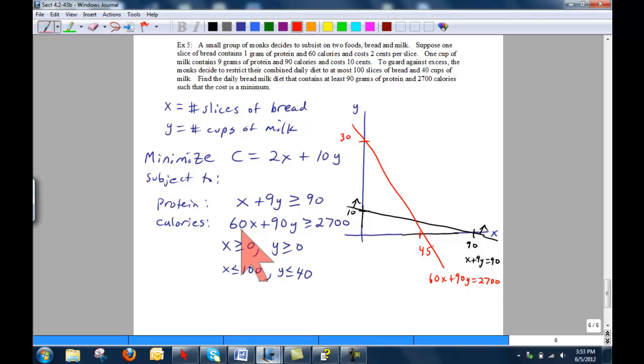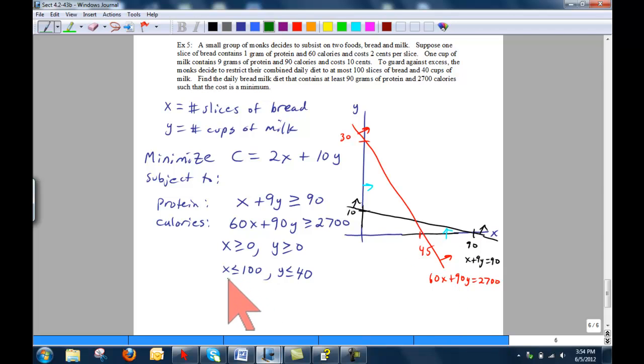For the red line, 60x plus 90y greater than or equal to 2,700, again, the origin 0, 0 plugged into this inequality is not true, so it's on the wrong side, and we really want to go up and to the right there. Okay, the x greater than or equal to 0, y greater than or equal to 0 are just going to push us into the first quadrant.